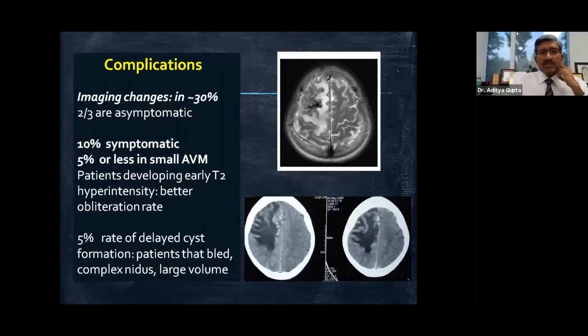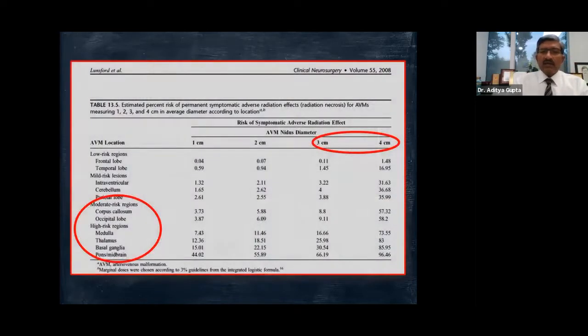Complications can be seen in a small proportion of the patients. I think it is more to do with the dose, the volume, and the location. This can be seen from this publication from the Pittsburgh group in Clinical Neurosurgery 2008: as you go towards AVMs that are larger in diameter and AVMs in the moderate high risk and high risk regions, specifically the brainstem and the basal ganglia, the complication rate increases geometrically.